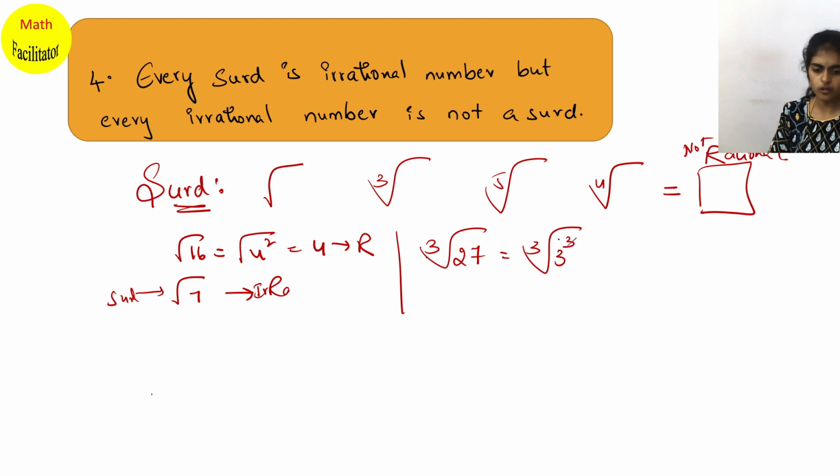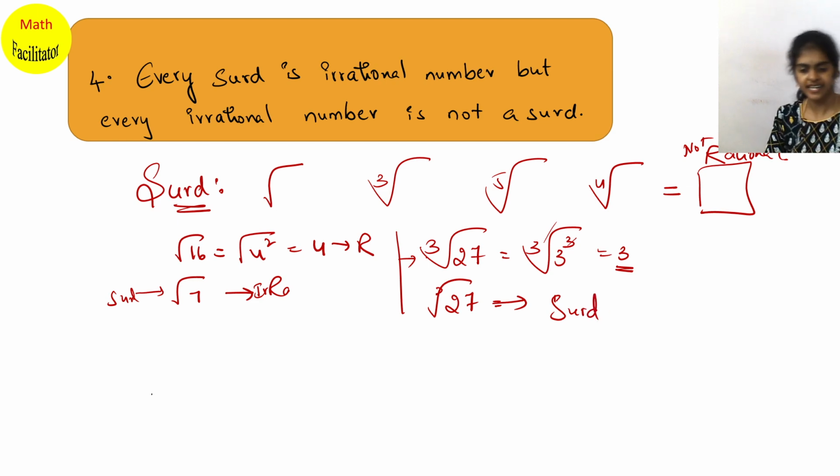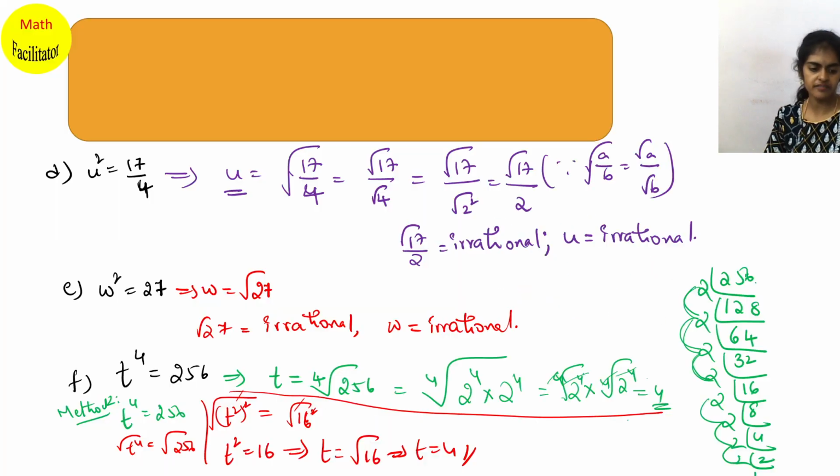So the cube root cancels and you will have 3. 3 is a rational number, so this is not a surd. Whereas square root of 27 is a surd. Square root of 27 you cannot find, and it is not a perfect square, so this is a surd. So got the point, right? And similarly, one more example you have taken here.